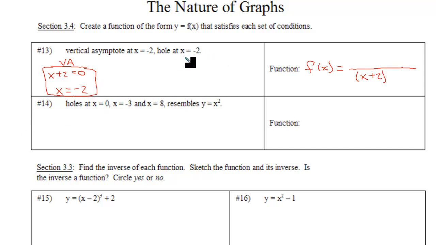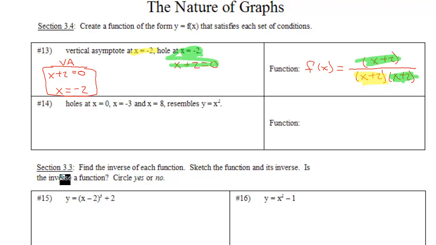If there's a hole at x equals -2, that means we had to set x plus 2 equal to 0 so that when we solved it we got -2. That means we had to have an x plus 2 on the top and the bottom. To distinguish between these two, let me color code. This hole is the green binomials. This vertical asymptote is the yellow binomial.